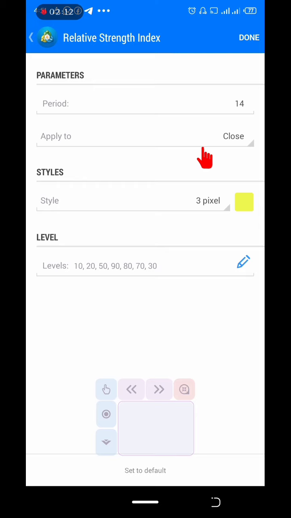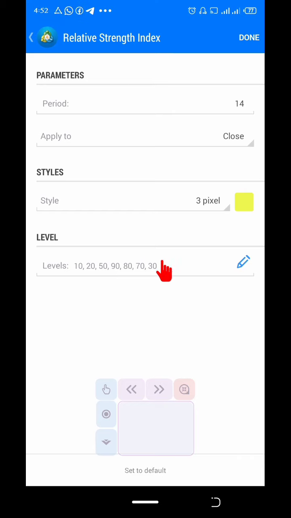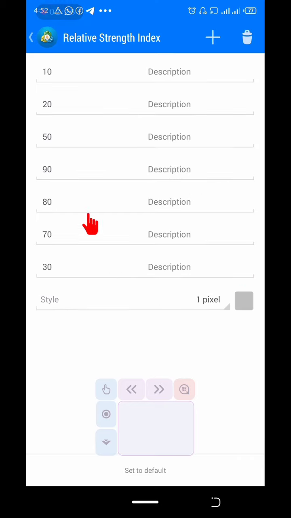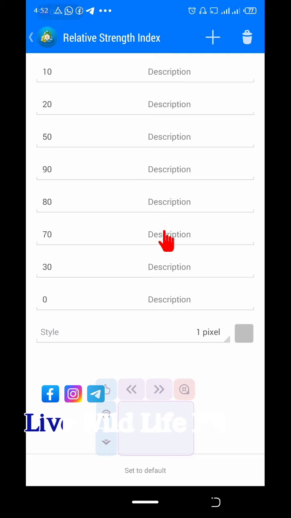Apply to close. For style, I like using the yellow, with 3 pips. Then these are my levels: 10, 20, 15, 90, 80, 70 and 30. If you want to add your own levels, you come to this place that has a pencil and click on it. You come to this place that has a cross symbol and click on it. It will be added. Then you can also name them in this description if you want to.